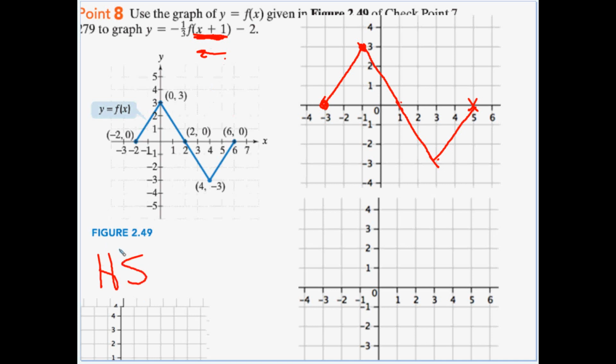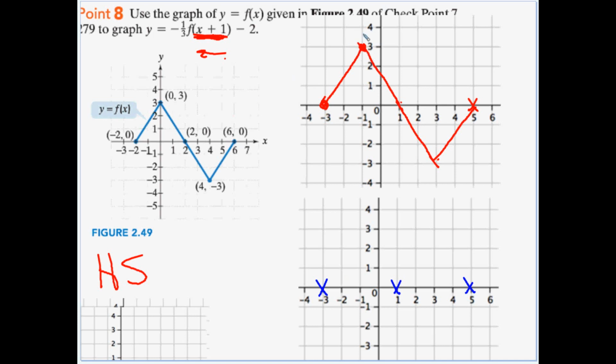Next, stretches or shrinks. We have this 3rd out front. That means we're going to cut our y values into a 3rd, or divide our y values by 3. So the x-intercepts will not change. 0 divided by 3 is still 0. So where the old graph touched the x-axis, so will the new one, but the other y values get cut into a 3rd.